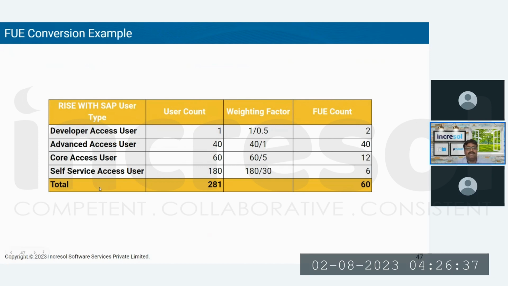Self-service 180, for example, then most of your users fall under self-service or core. Okay, so consider 6 FUEs will be consumed. That just with 6 FUEs you got 180 SAP user licenses. So this FUE count is becoming overall 60. So with 60 FUEs, you can accommodate 281 or more than 281 also if you switch these user counts. You can anytime change advanced to core, core to advanced, so that the FUEs will be free.